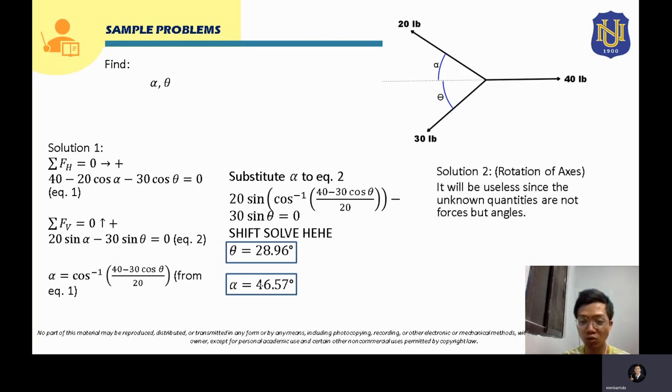So for our solution 2, it will be useless since the unknown quantities are not forces but angles. Because in solution 2, we are going to place the unknown force in one of the new x or y axis. So here the unknown is not force. The unknowns here are angles. So solution 2, or rotation of axis, will be useless. So we will not use that.